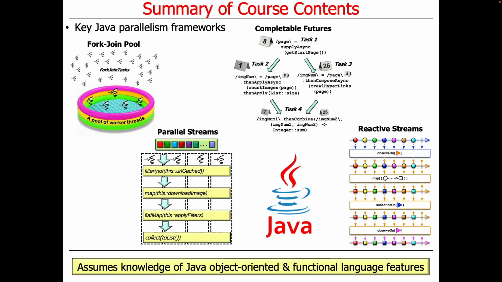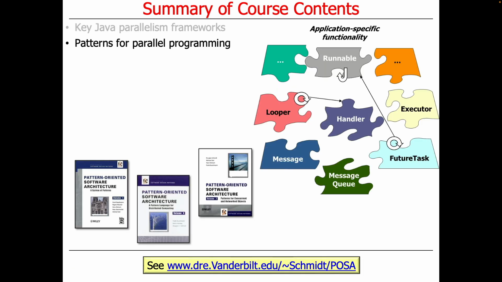And this particular set of topics is going to assume that you understand Java object-oriented and functional programming features. And I'll talk shortly about where to learn that stuff if you need some refresher. We're also going to be talking about patterns for parallel programming and some patterns for concurrent programming, but largely focusing on parallel programming. And so you'll get a chance to learn about that.